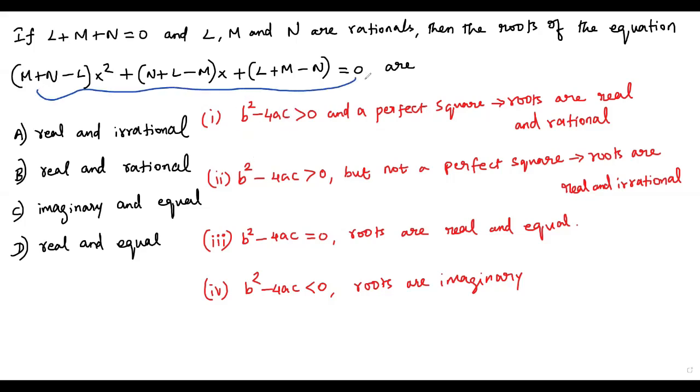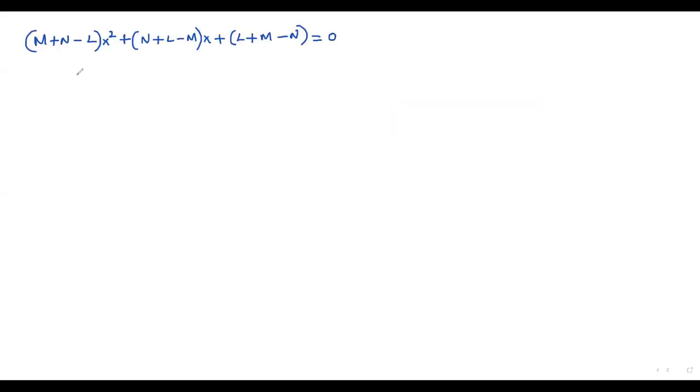Okay, let me continue this on the next page. Here we have the given quadratic equation. It is in the form ax² + bx + c = 0. In that case, b = n + l − m, a, the coefficient of x², is m + n − l, and c, the constant term, is l + m − n, equal to 0. Now let's find the value of the discriminant b² − 4ac.